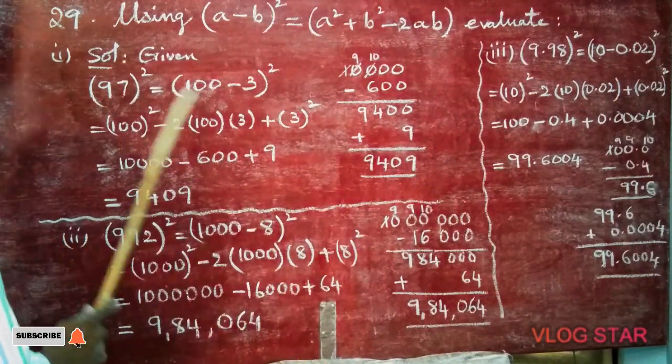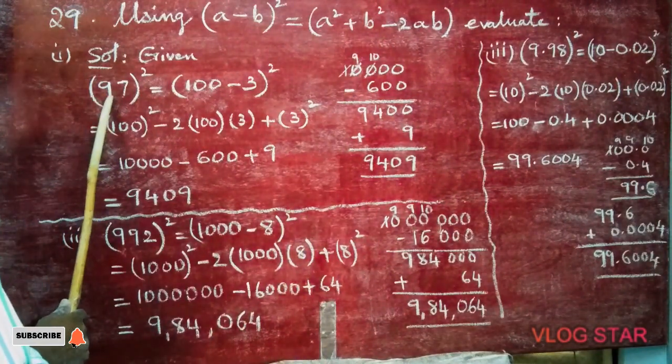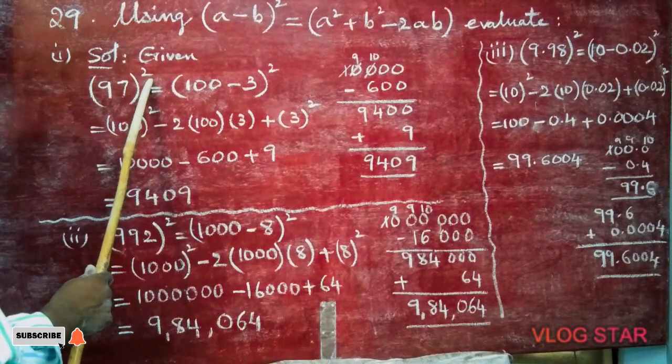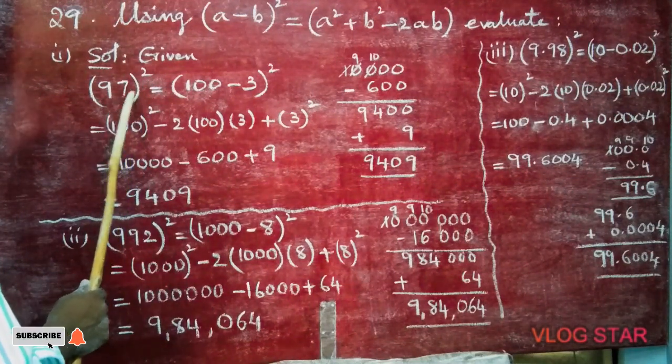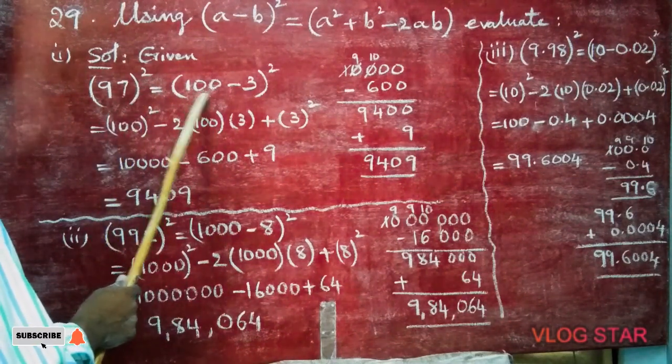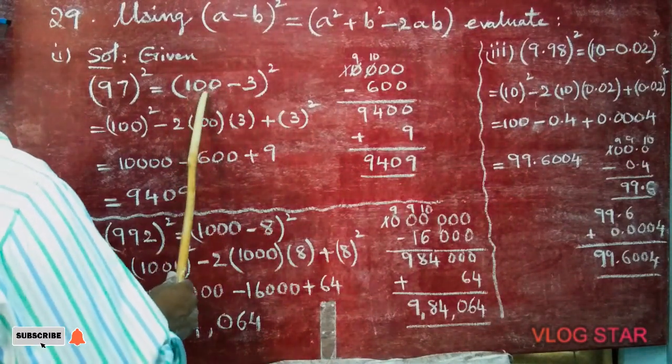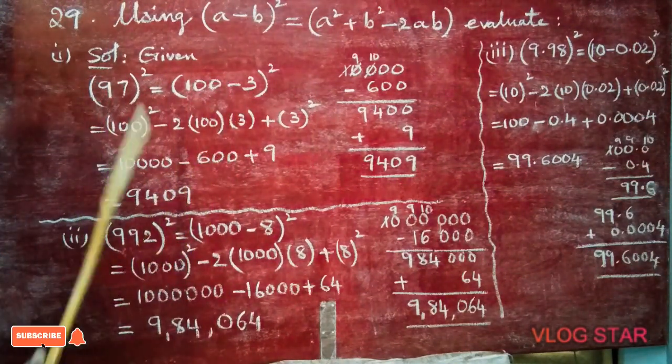29th problem. Using (a minus b) whole square is equal to a square plus b square minus 2ab. Evaluate. Now the first problem: 97 whole square. We are going to write 97 whole square in the form of (100 minus 3). 100 minus 3 is 97.